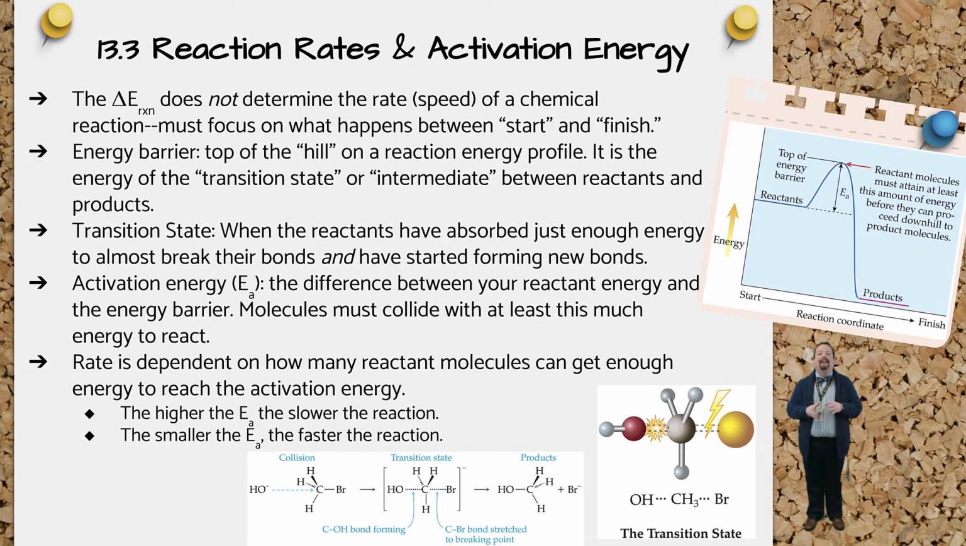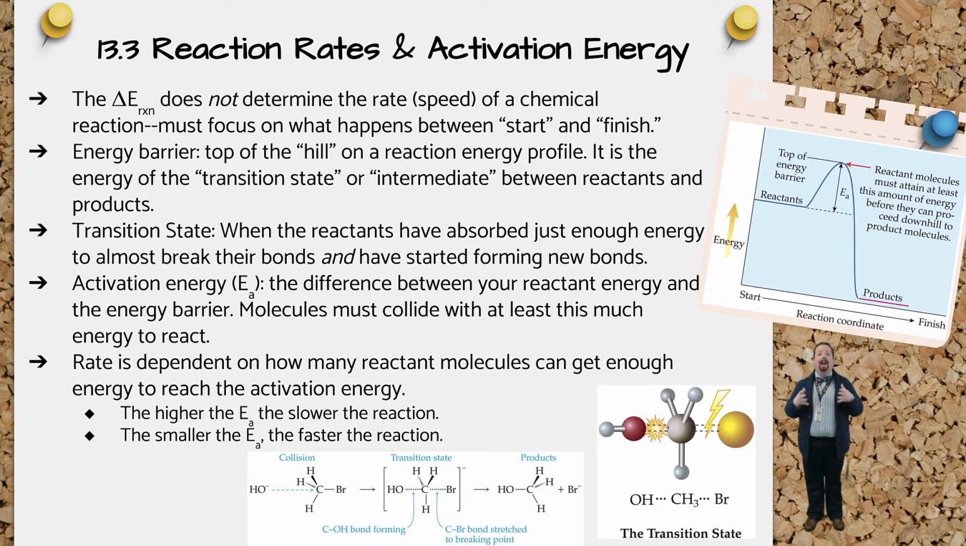The difference in energy between the reactants and that energy barrier, or the energy of the transition state, in other words, the height of that hill that the reactants have to climb before they move to the products, is known as the activation energy, abbreviated E with a little subscript A. Our reactant molecules must collide with at least that much energy in order to move on from the transition state to the products. The rate of our chemical reaction is directly dependent on that activation energy.